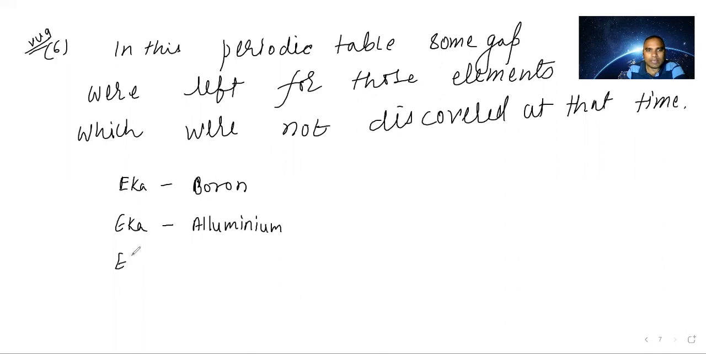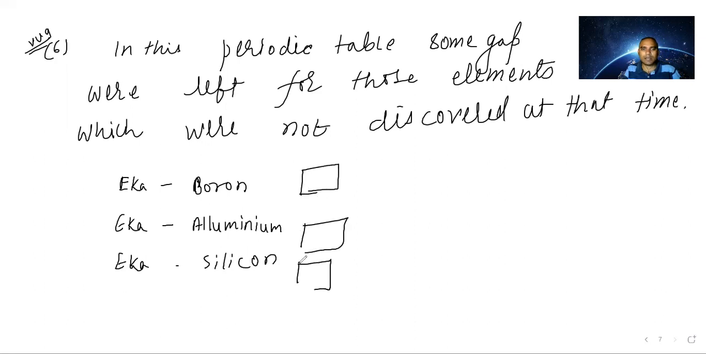Okay. One is there, Eka silicon. So these three gaps he left, because the elements were not discovered. So he left the name, he put the name, also defined the properties, but the elements were not discovered. After that, what became the name? So they got Eka boron, and this Eka boron became scandium. This scandium is going to take the place of this one. So Eka boron became scandium.